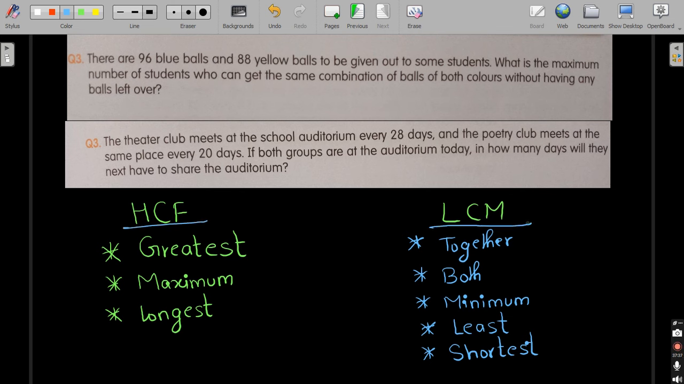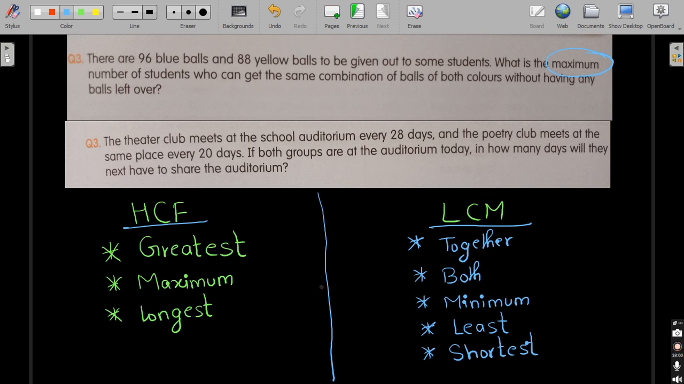Now as you are able to see here, let us start from the question. Let us trace it, whether we are able to solve it or not. In the first question, there are 96 blue balls, yellow balls. Everything is given: maximum. As I put here, are you able to see maximum? So where is maximum? Maximum is in HCF. Very good. So you can note it down.